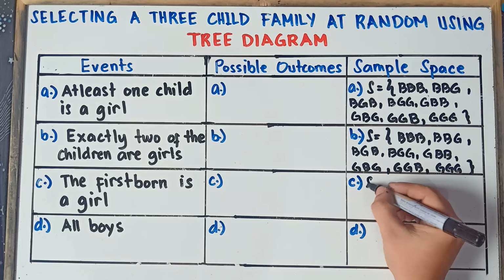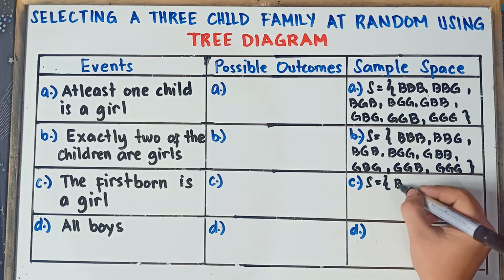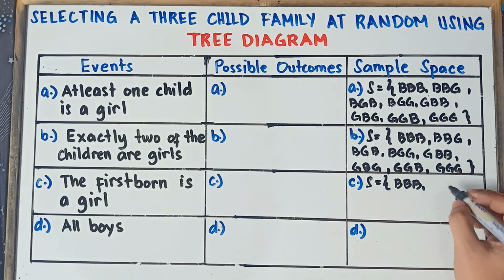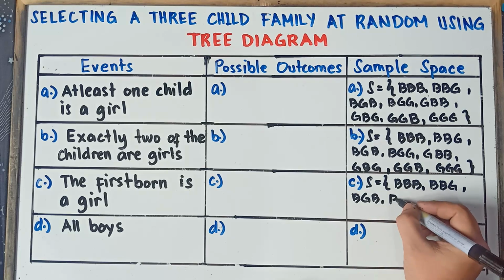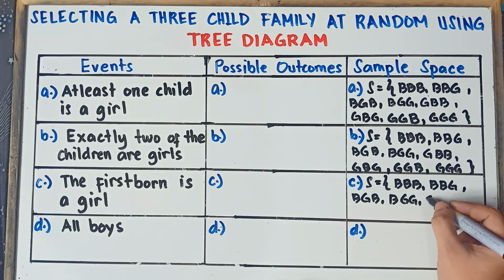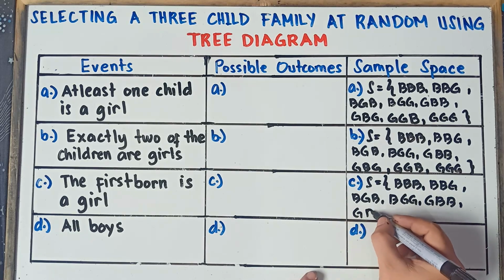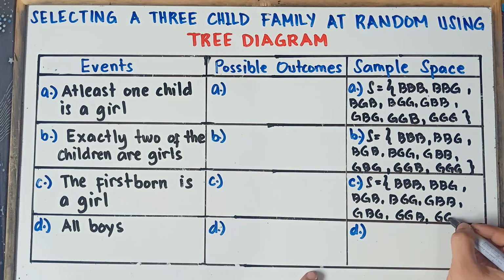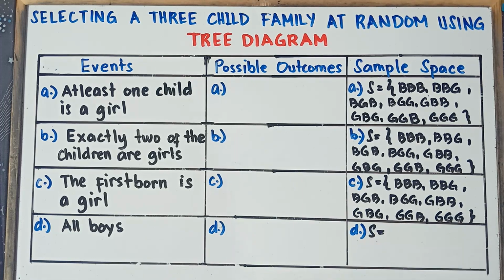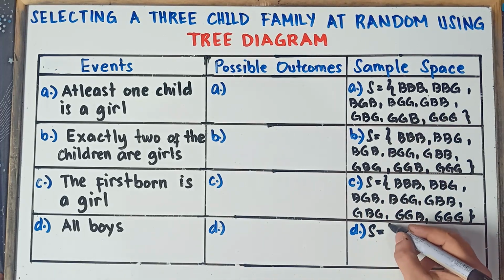So same answer, class, with regards to letter C. So sample space. So that would be all boys. And then boy, boy, and then girl. So boy, girl, boy. Boy, and then 2 girls. Girl, and then boy, and then boy. This one, girl, boy, girl. Girl, girl, boy, and then all girls. And then last one, class, once again, same answer with regards to sample space. So let me just copy this one. We have all boys.